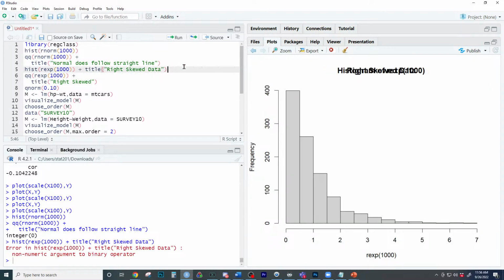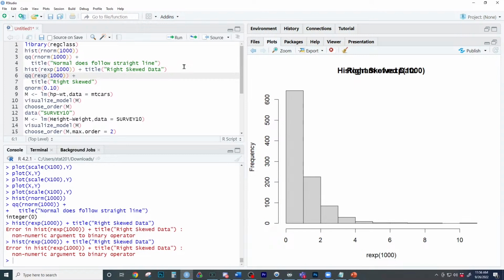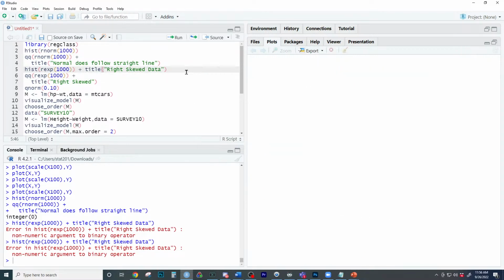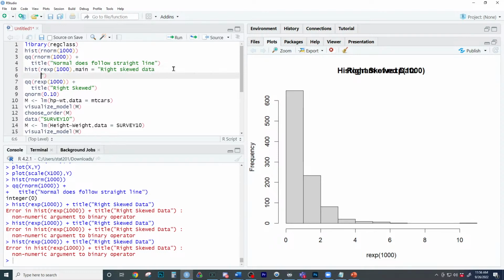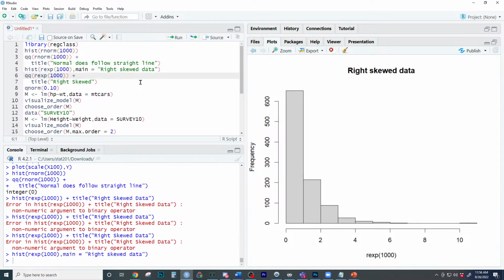Ooh, gosh, we got 2 titles on that? How'd I even do that? Oh, because it already has a title. Oh, it's mad. So, histogram has main. Really? Main equals right skewed data. Oops, there we go. Right skewed data.